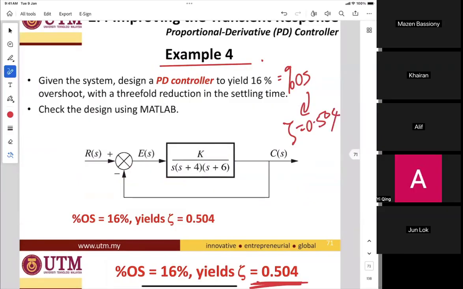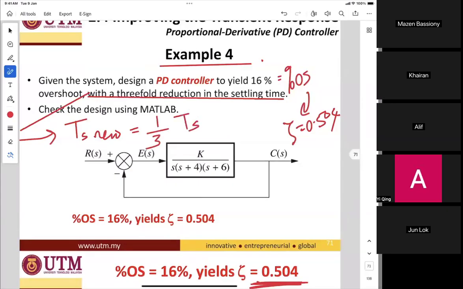And then, with the threefold reduction in settling time. So what do you mean by threefold reduction? This sentence must be understood as meaning that the new settling time is 1/3 of the old settling time. Okay, guys, can? That is the meaning of threefold reduction in the settling time. Check the design again using MATLAB.